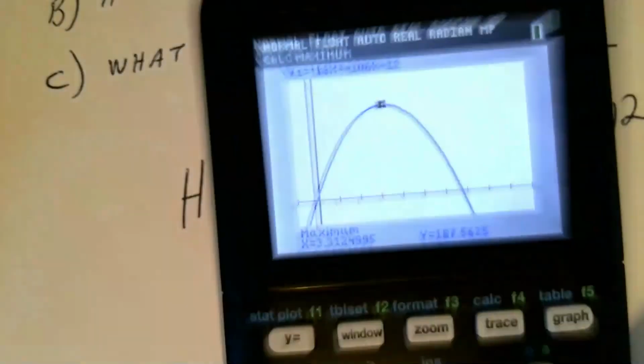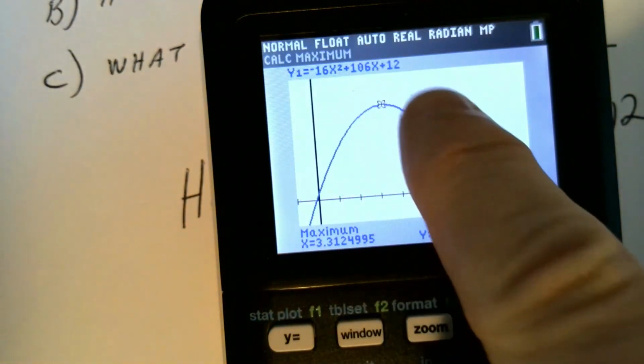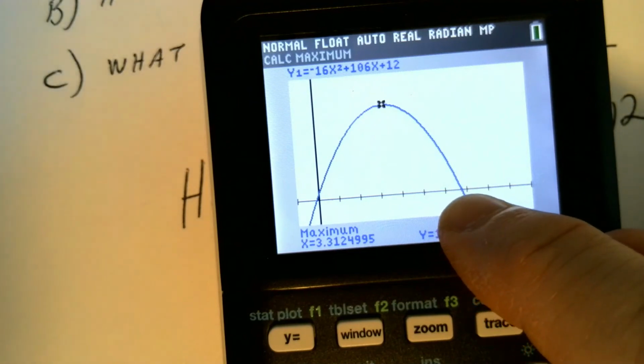Next. How long is it in the air? Well, it's in the air, in the air, in the air. Poof, it hits the ground right there. So I need to find out what that point is right now. That's when the height is 0.